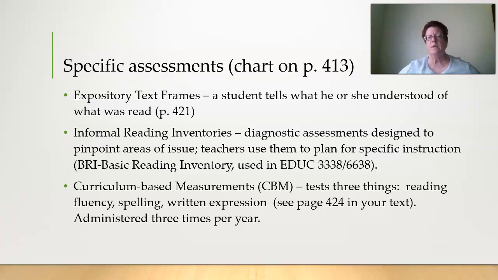Curriculum-based measurements, CBMs, test for three things. They test reading fluency, they test spelling, and they test written expression. And there's an example of this on page 424 in your text.